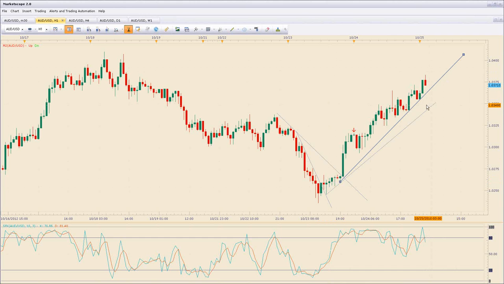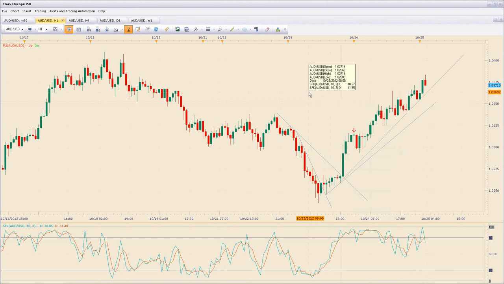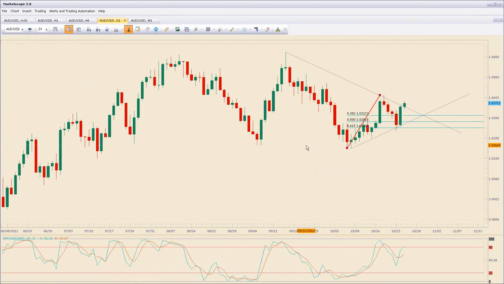All right, feedback for Kevin. Can we go to the daily chart, please? Sure. Kevin? Yes. Okay. Where do you think the fib retracement should be placed? Because to me, I don't agree with the fib retracement that you drew there.